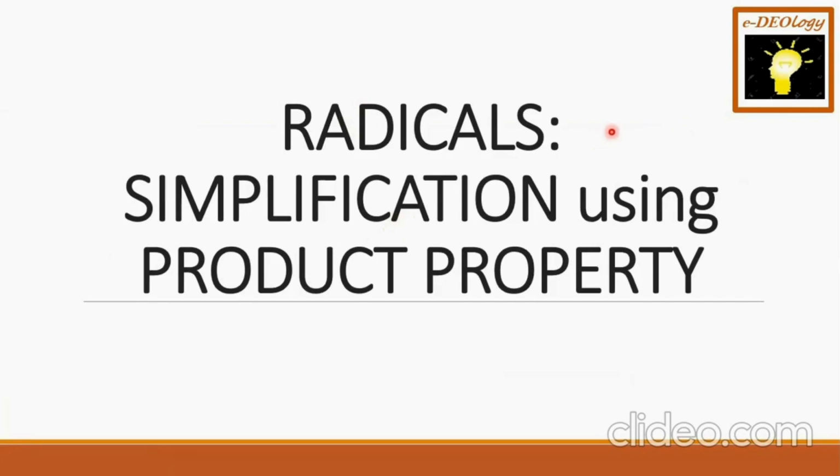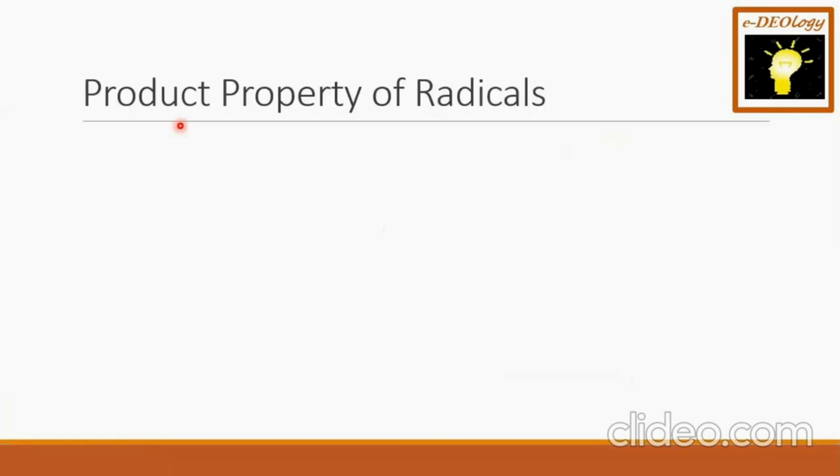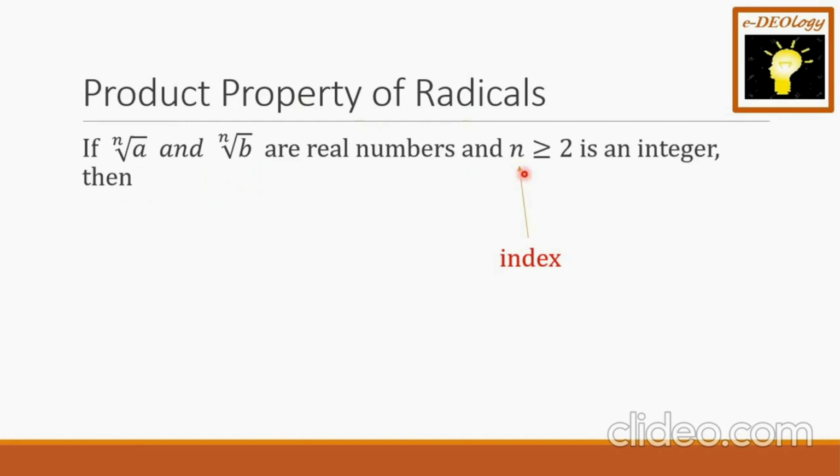Today we're going to study simplification using the product property of radicals. Let us define the product property of radicals. Suppose there are two radicals here, the nth root of A and the nth root of B, and these two radicals are real numbers. And the n, that is the index, is greater than or equal to 2, and the index is an integer.